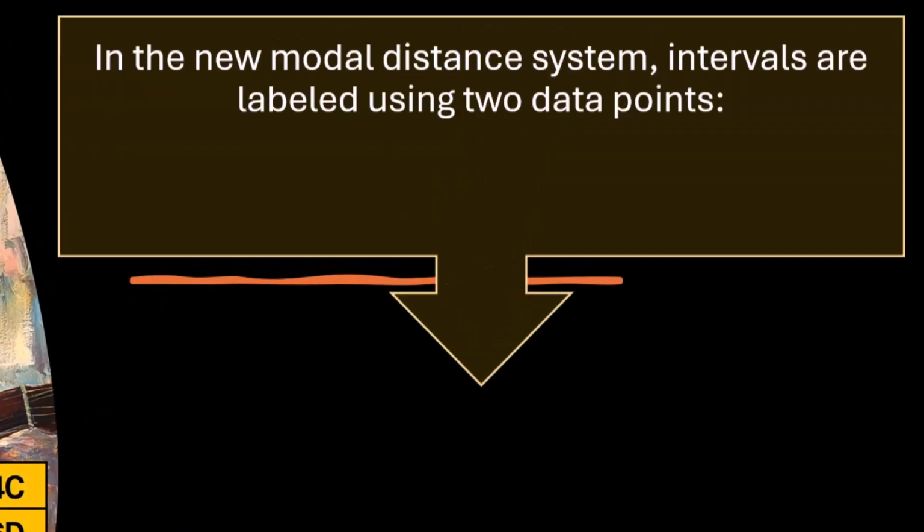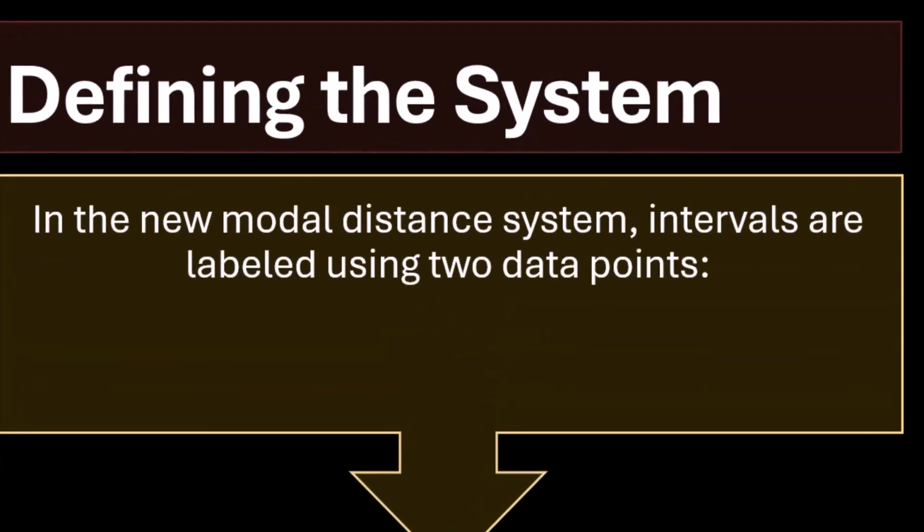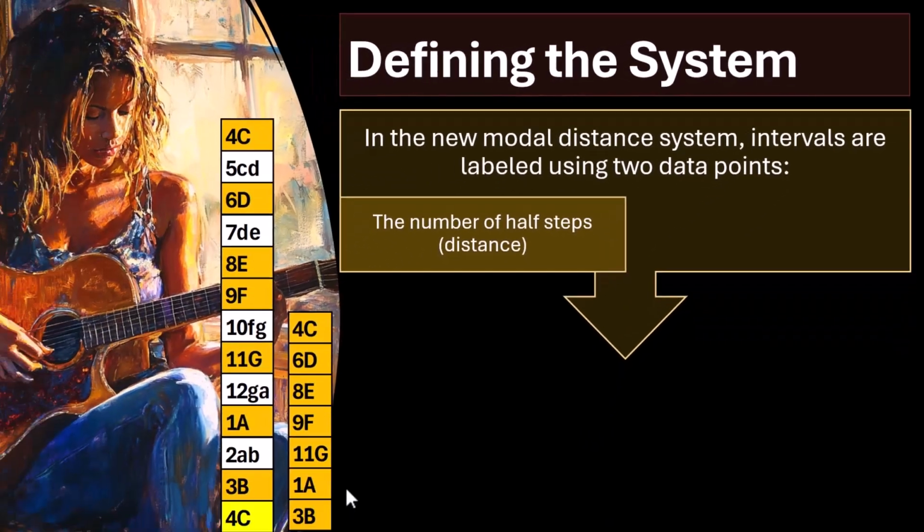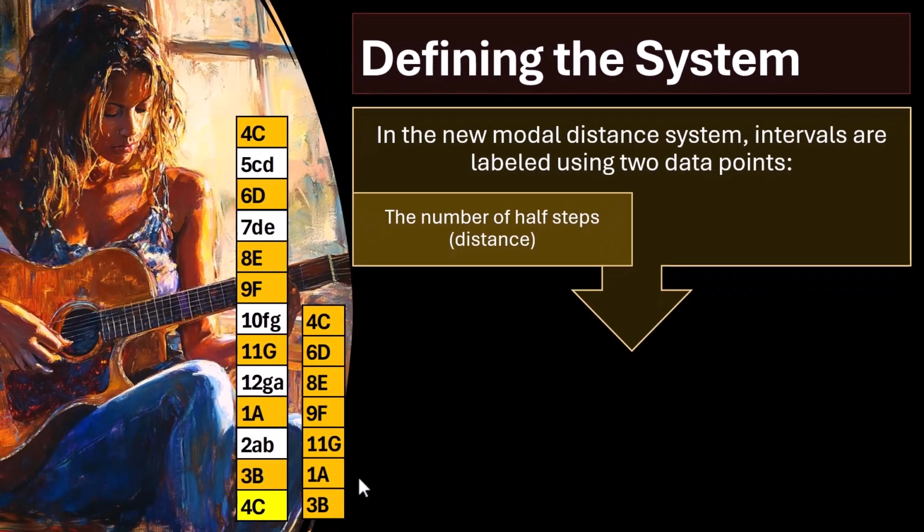All right, defining the system. So in the new modal distance system, intervals are labeled using 2 data points. So if you were a plumber or a woodworker or anyone doing a normal measurement, you're just trying to measure a map, or you're a gamer trying to see how far it is in Zelda or whatever the new games are. I don't even know.